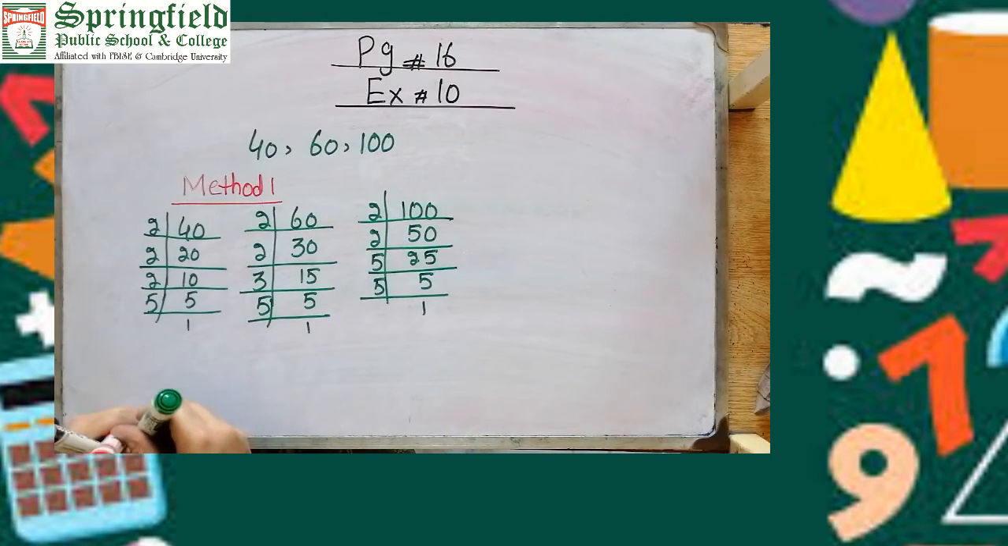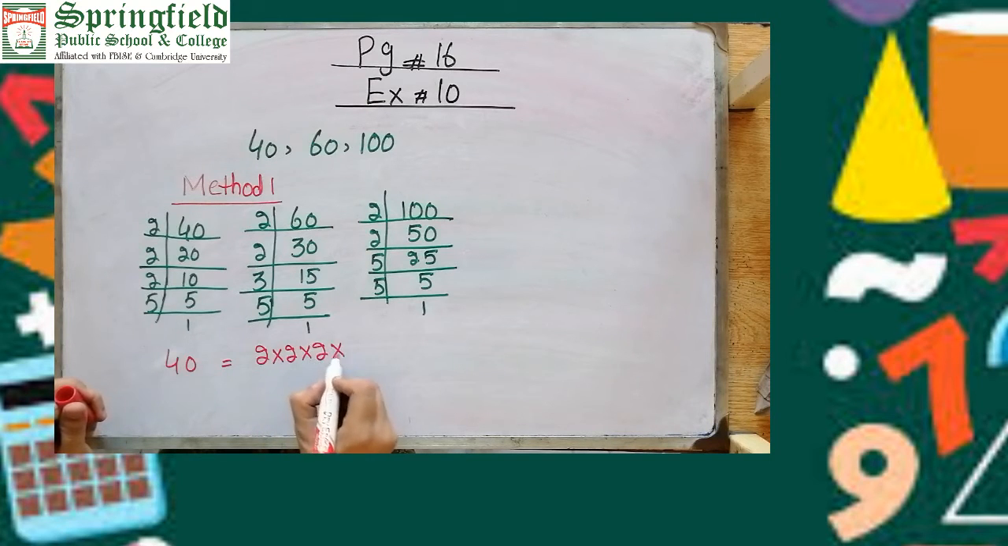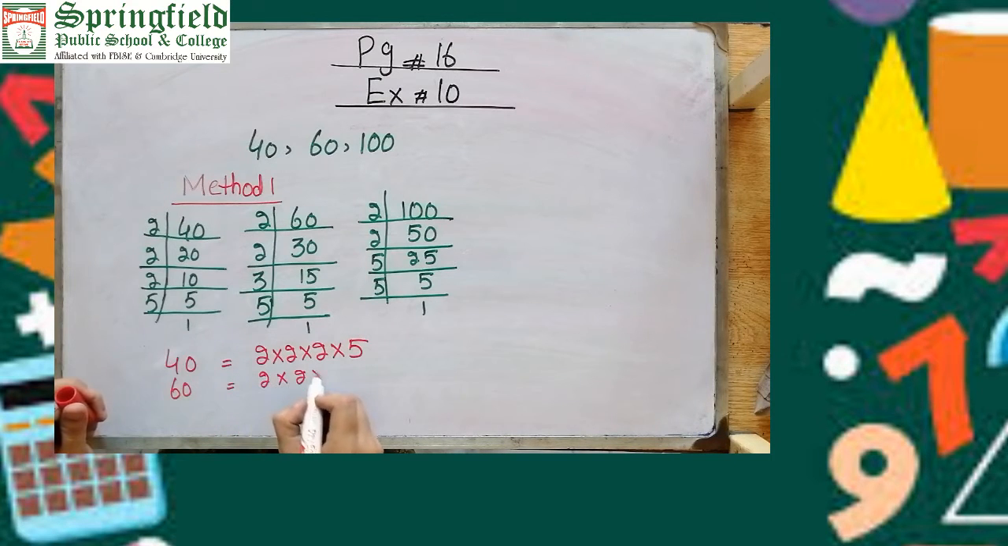Now write the factors of 40, 60 and 100 one by one. So first, 40: 2 multiply 2 multiply 2 multiply 5. Then write the factors of 60: 2 multiply 2 multiply 3 multiply 5. Then write down the factors of 100: 2 multiply 2 multiply 5 multiply 5.